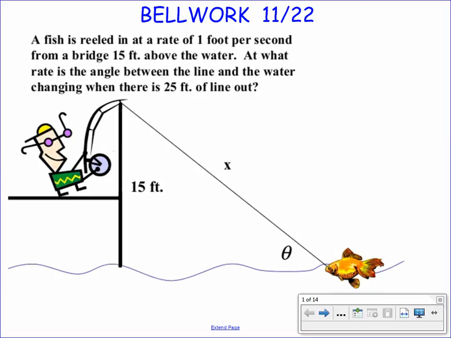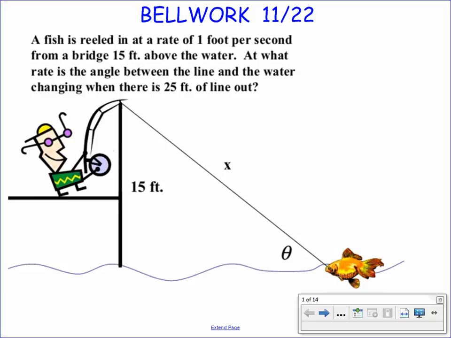Welcome, ladies and gentlemen. Let's go ahead and take a look at our related rates problem for Bellwork. And so we have a strategy that will help us tackle these kinds of problems. After reading the problem carefully, we want to write down our known rate and write down the rate that we're trying to find, and that'll help provide our focus for the rest of the problem.